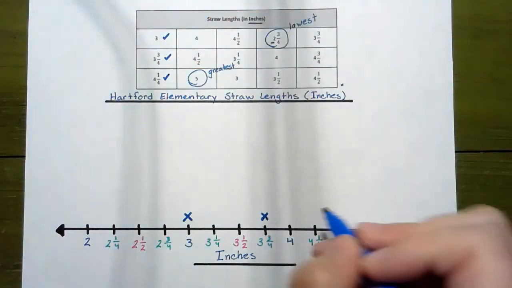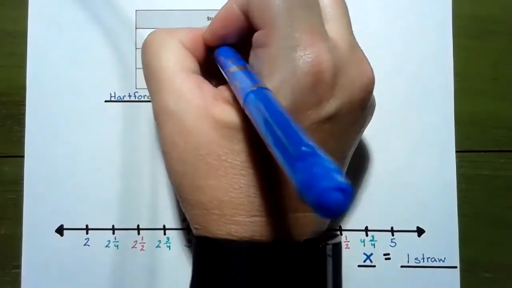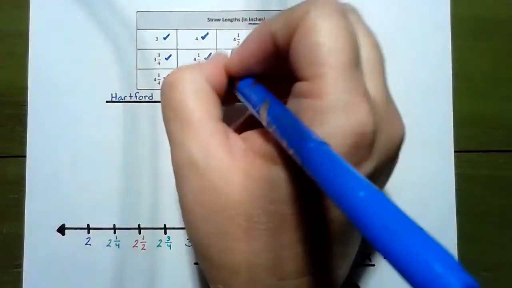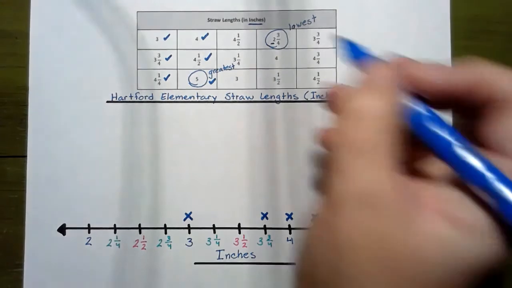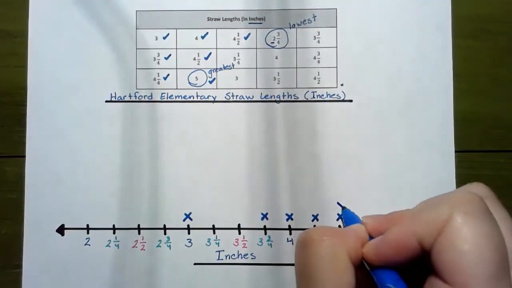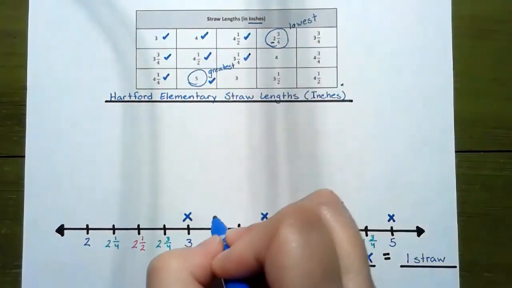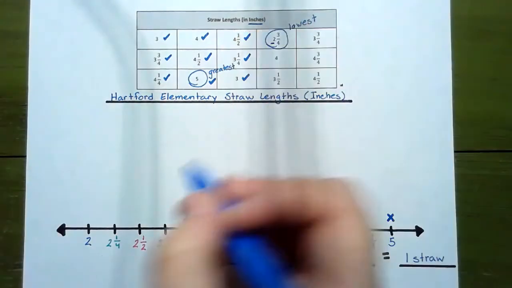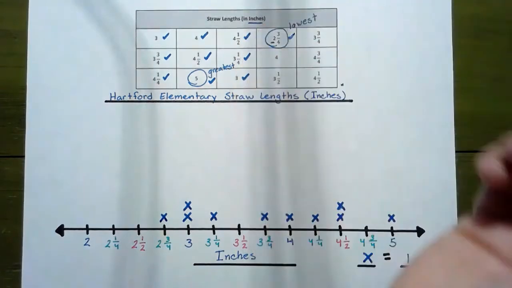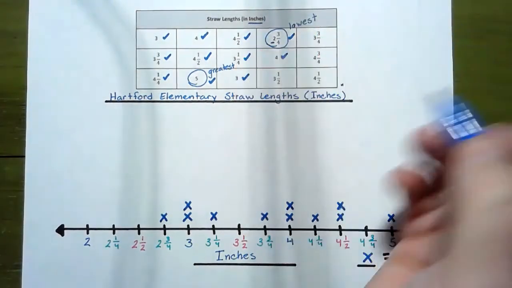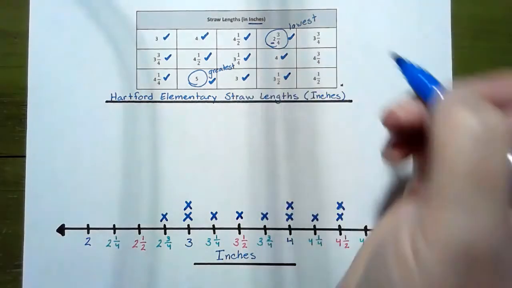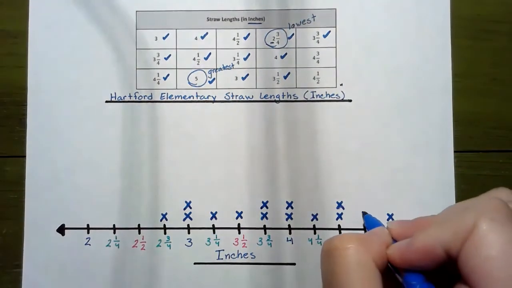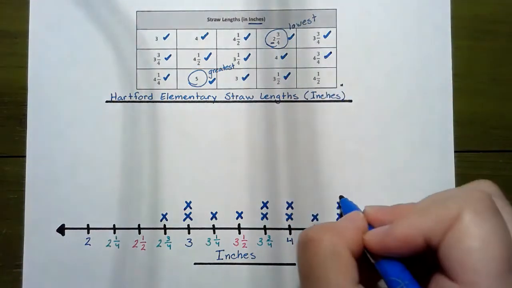4 and 1/4. 4. 4 and 1/2. 5. Remember, that's our greatest measurement. 4 and 1/2 again. 3 and 1/4. 3. 2 and 3/4. 4. 3 and 1/2. 3 and 3/4. 4 and 3/4. And 4 and 1/2.